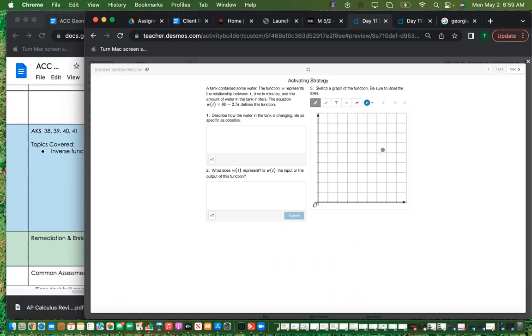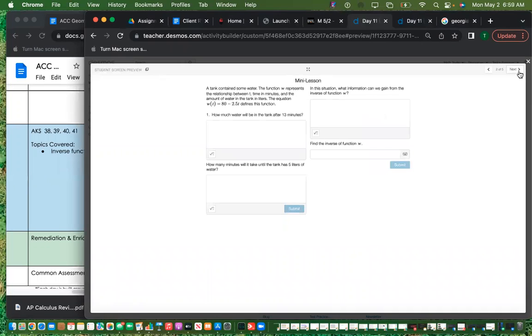Okay, so you're thinking about that, and then try to sketch the graph. You can just plug this into Desmos and then sketch the graph from there. But just keep in mind, it's not going to have negative numbers. Okay, so how much water will be in the tank after 13 minutes? In this case, you would plug in 13 for T. And then how many minutes will it take for the tank to have 5 liters of water? So you would take this equation and set it equal to 5.